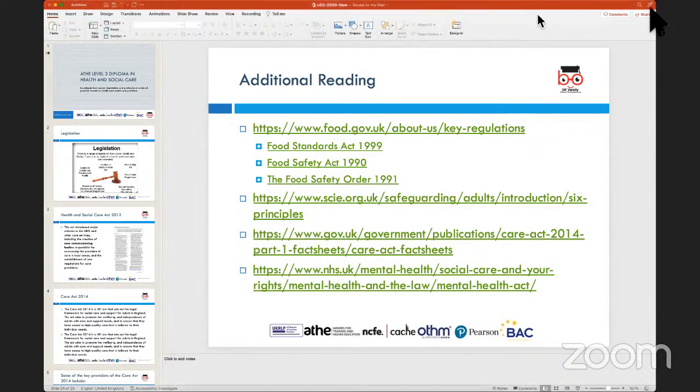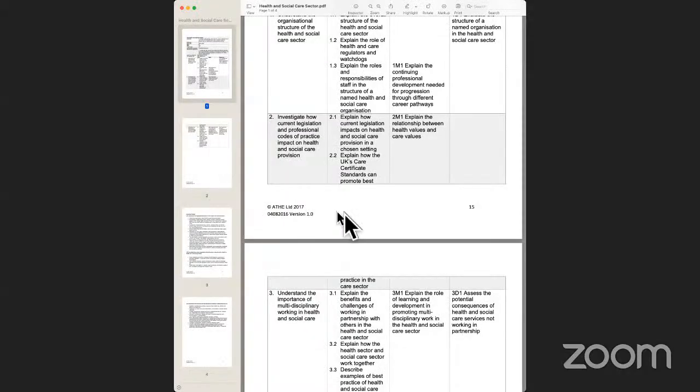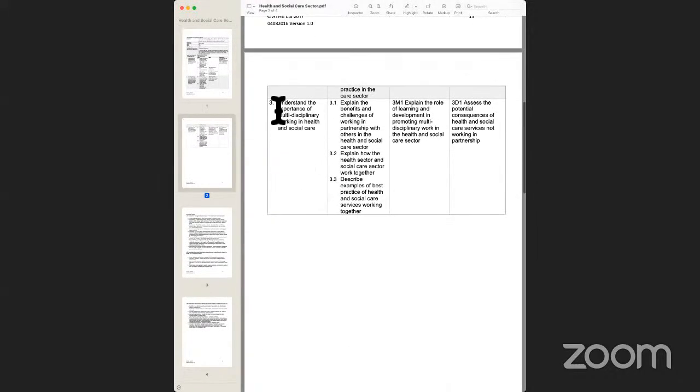Now, today what we are going to do is look at studying learning outcome 3. So let me just very briefly take you back again to the unit spec. In the unit spec, in Learning Outcome 3, we are focusing on the importance of multidisciplinary working in health and social care. This is the single most important aspect of what we are going to study in this unit, because when we talk about multidisciplinary working, what do we mean by multidisciplinary working?